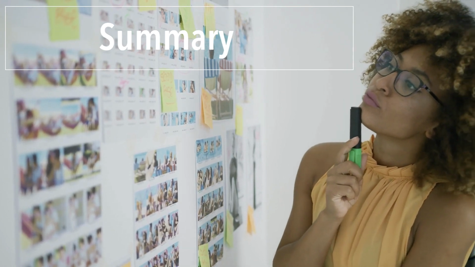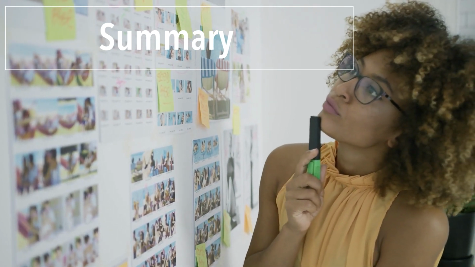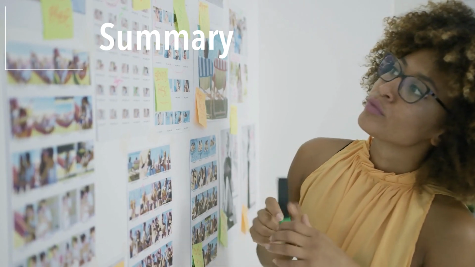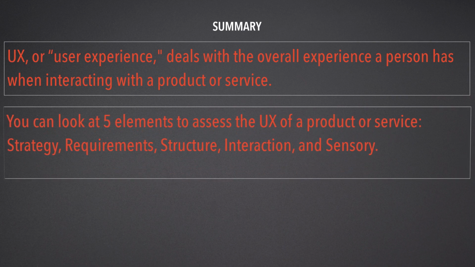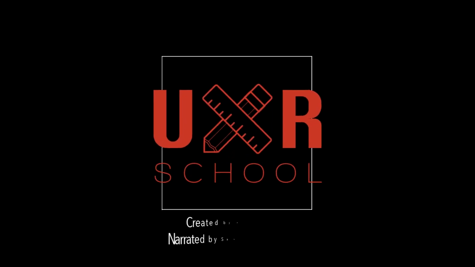Now, let's take a moment to review the material that was presented in this lesson. In summation, UX, or user experience, deals with the overall experience a person has when interacting with a product or service. You can look at 5 elements to assess the UX of a product or service: strategy, requirements, structure, interaction, sensory.